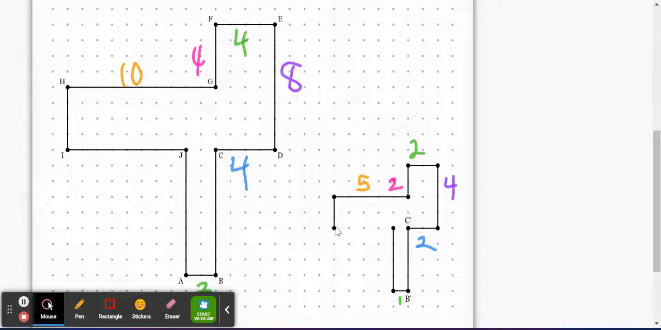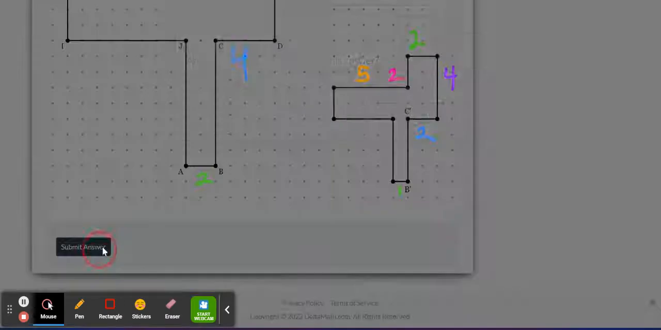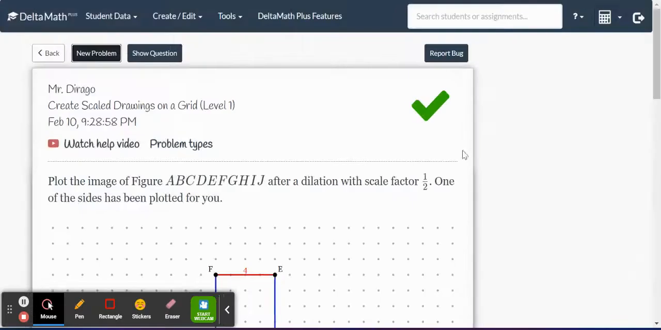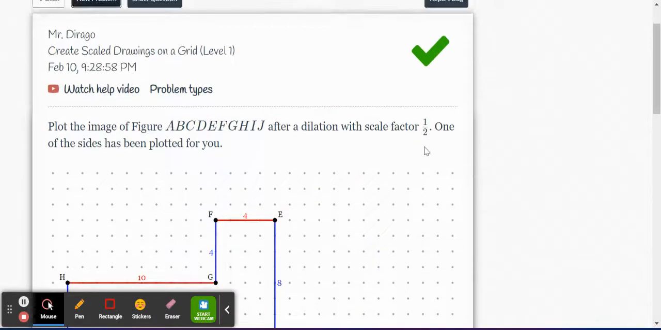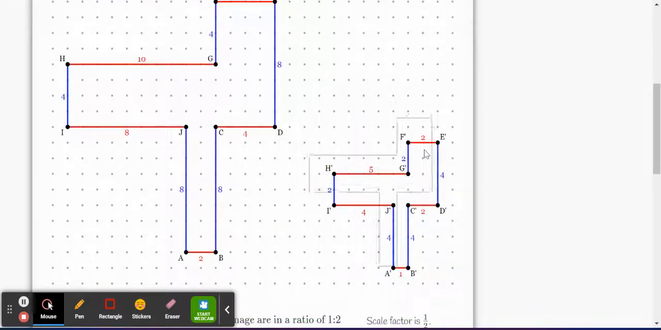You could finish off the rest. And then there it is. It looks like it's dilated by 1/2. Let's see. Hit the submit. It should shrink it. It does. Okay, so it takes a little patience to do these problems, but it's easy math, as long as you know how to multiply by the scale factor.